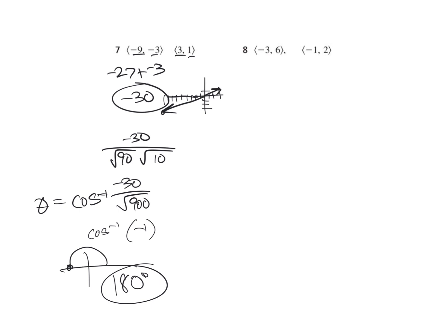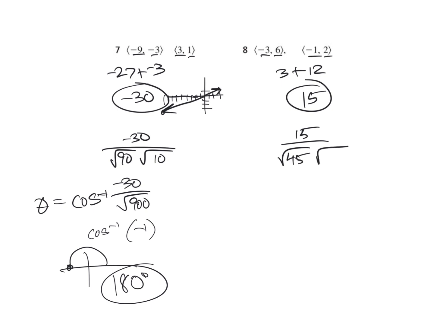Number 8, it'd be 3 plus 12, that's 15. There's your dot product, 15 over the square root of 9 and 36, which is 45, and 1 and 4 is 5. So 45 times 5 is 225, whose square root is 15. 15 over 15 is 1. So where is the cosine 1? Well, at 0. So it's 0 degrees. All right, so they're parallel.